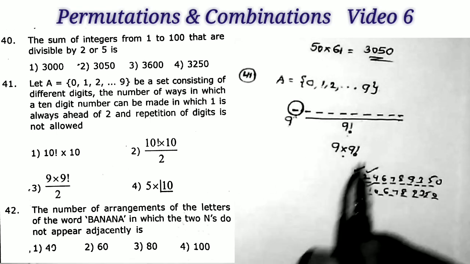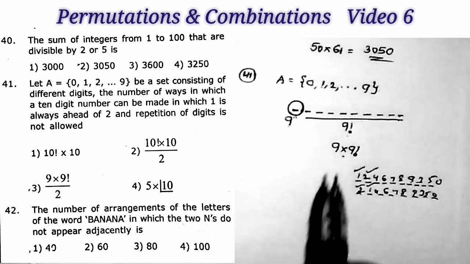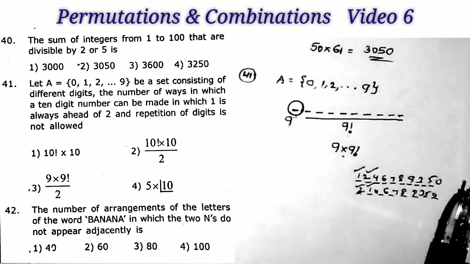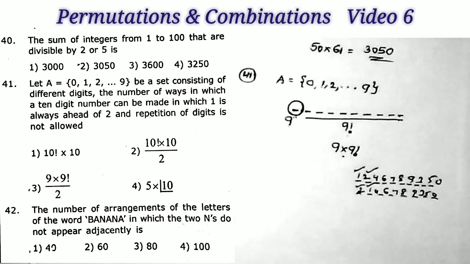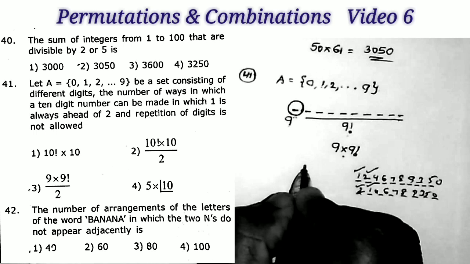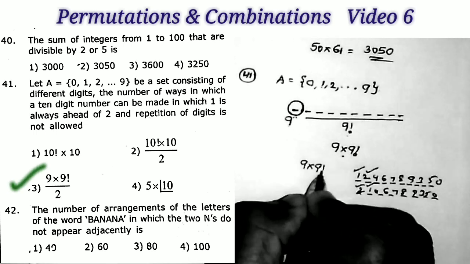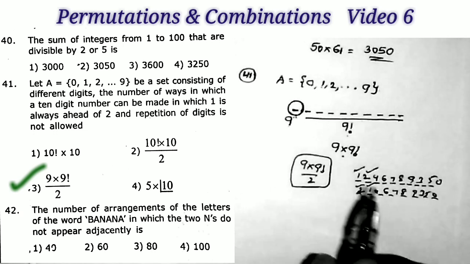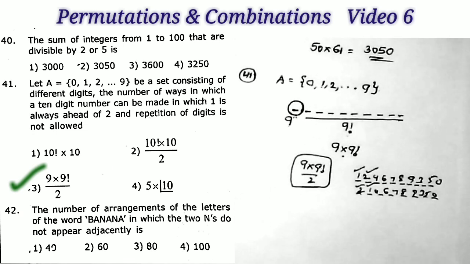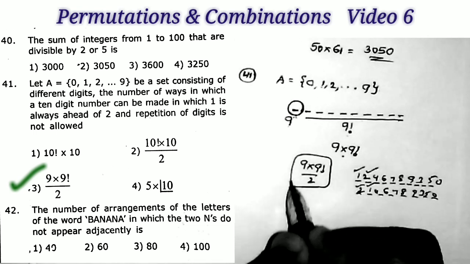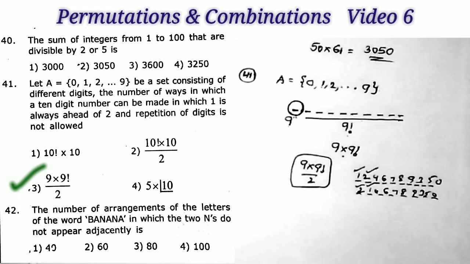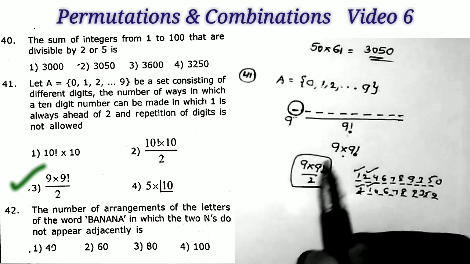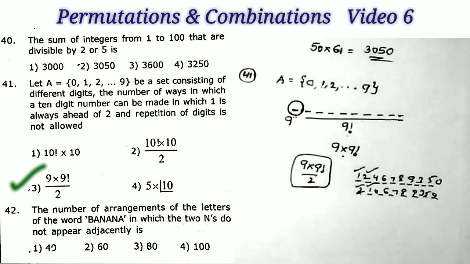That is, in some of the numbers 1 is ahead of 2 and in some of the numbers 2 is ahead of 1. That is, in half of the numbers the condition 1 is always ahead of 2 holds, and in half of the numbers 2 is ahead of 1. That is, the required answer is 9 into 9 factorial by 2. We take half of the numbers as the answer and that is the third option.